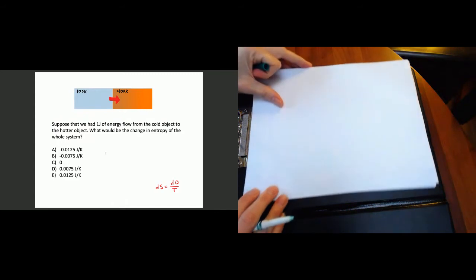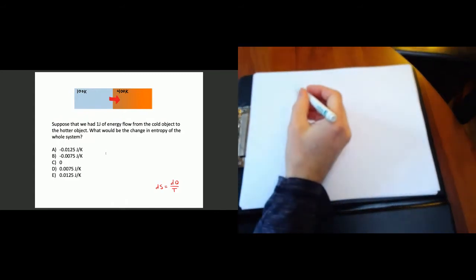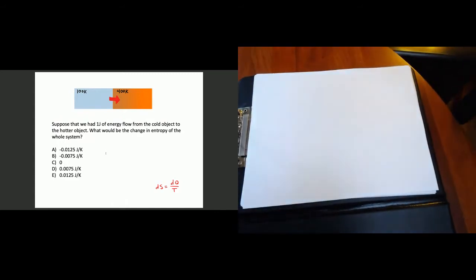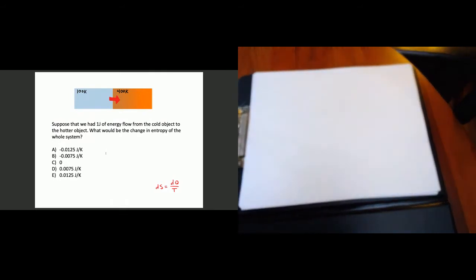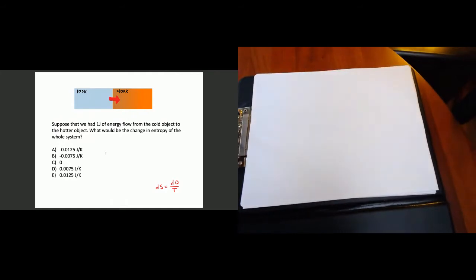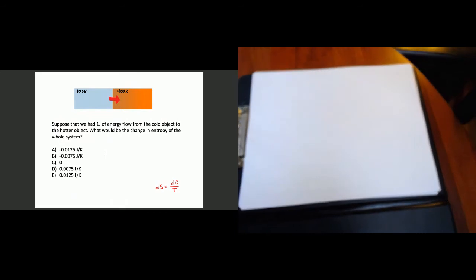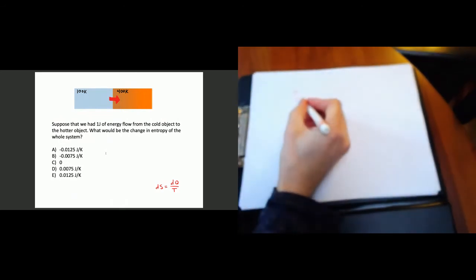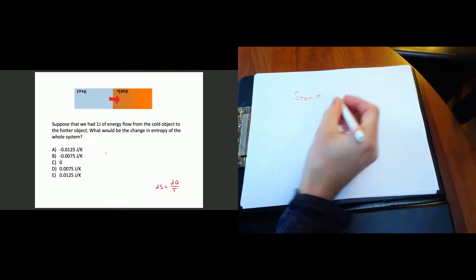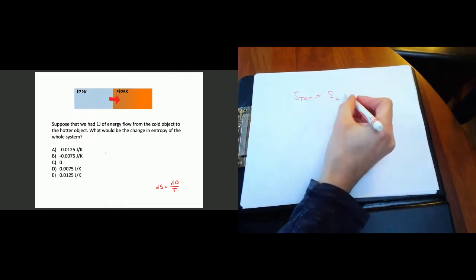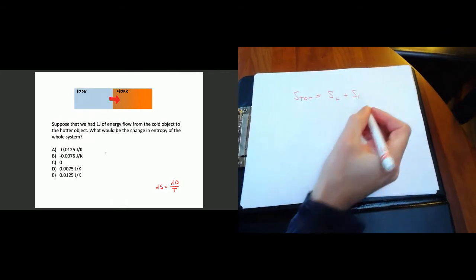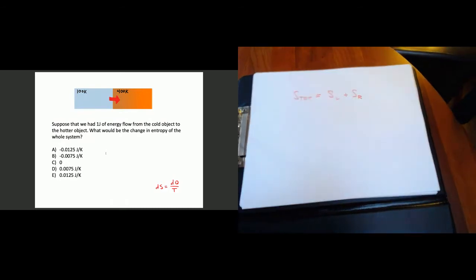Okay, so let's go through this. In order to actually calculate the change in entropy of this full system, the first thing we need to realize is that we're going to want to break it up into the 2 parts of the system and say that the total entropy is equal to the entropy of the left part plus the entropy of the right part.